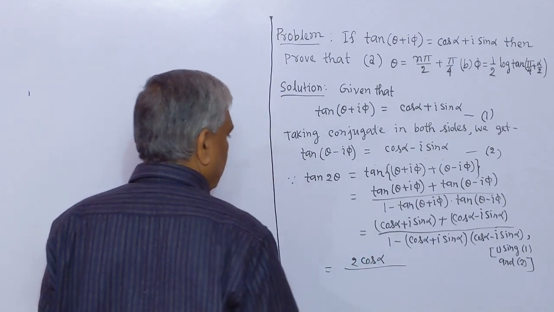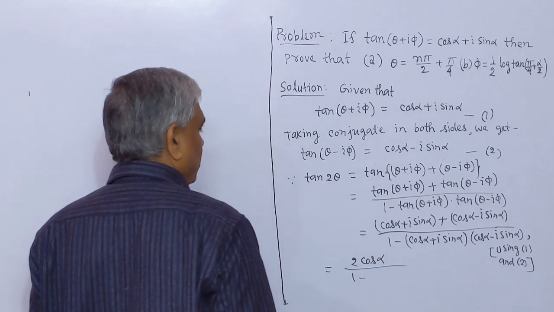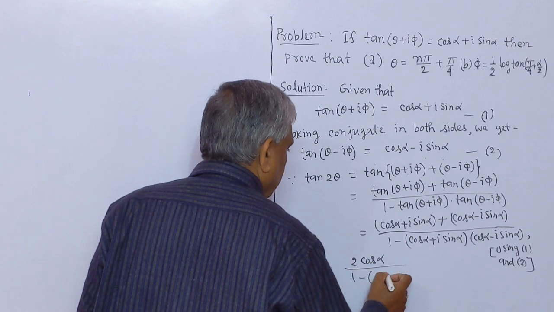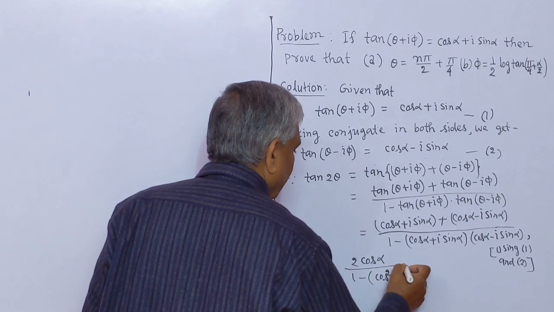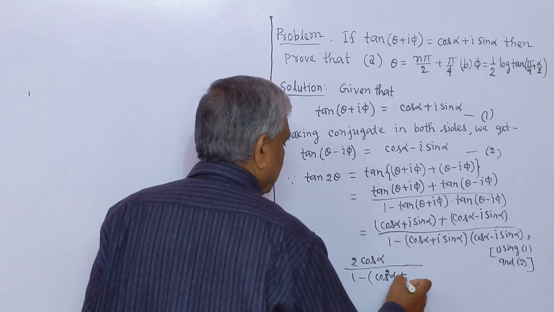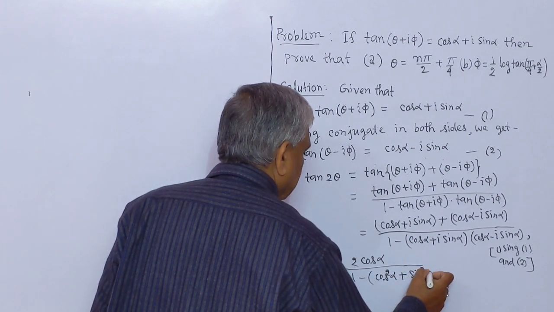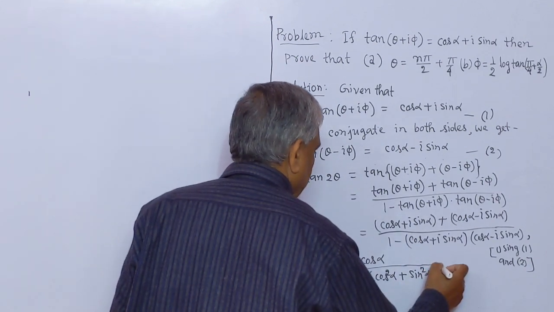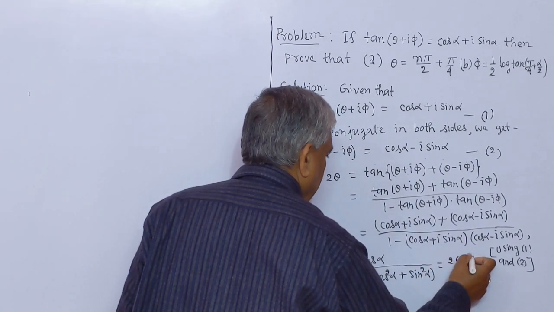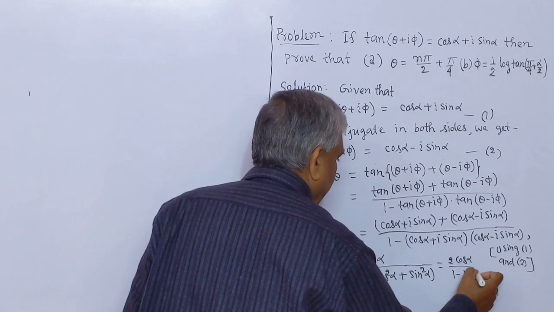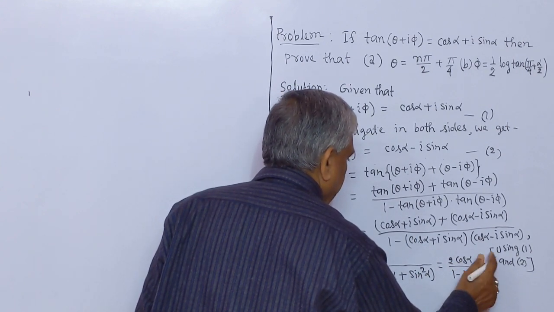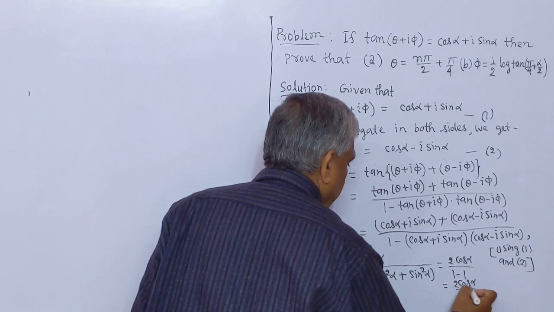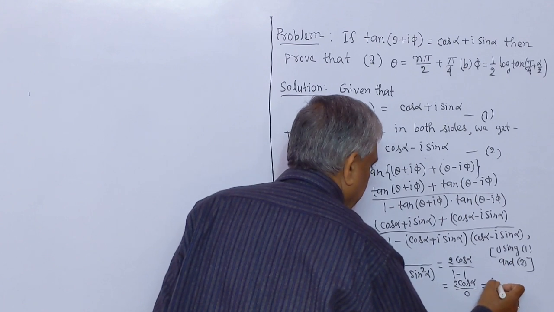by 1 minus, this means cos square alpha plus sin square alpha. This is equal to 2 cos alpha by 1 minus 1. This is 2 cos alpha by 0. This is infinity.